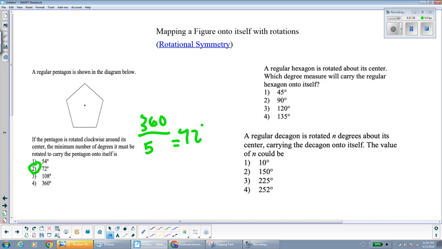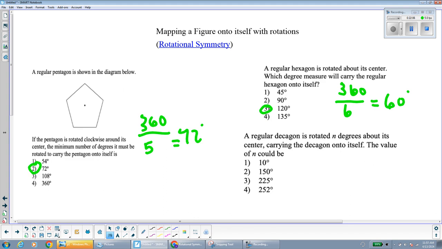In this next example, we have a hexagon, but it's the same question. It's rotated about its center, and we need the degree measure that will carry it back onto itself. So a full circle is 360. A hexagon has 6 sides and 6 angles. So that is 60 degrees, and that's the minimum number. But that's not an answer choice. But remember, it will happen again. It will look like itself at every multiple of 60. So 120 degrees is the only multiple of 60 on this list.